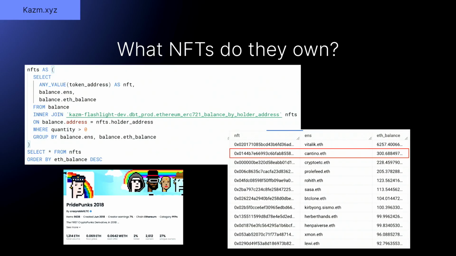Another thing you might want to know is what NFTs do they own? So using that same query, this table I've done a little bit of building ahead of time, but we can get the balance of any NFT and join it with our members table. And suddenly we see an NFT that each person owns. So I found that Cantino.eth owns a Pride Punks 2018 NFT. And you could do it not just one at a time like you'd have to do in Etherscan or elsewhere, but you could do it en masse across your community, which can help you get lots of insights.